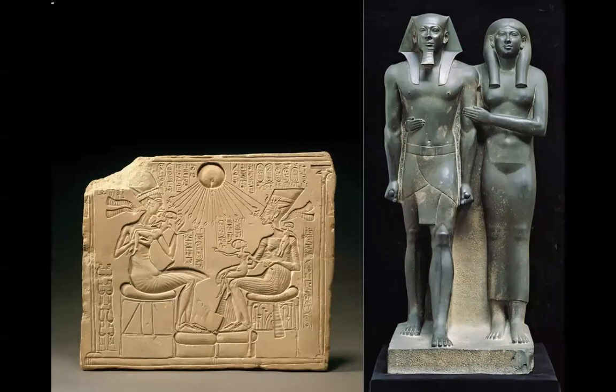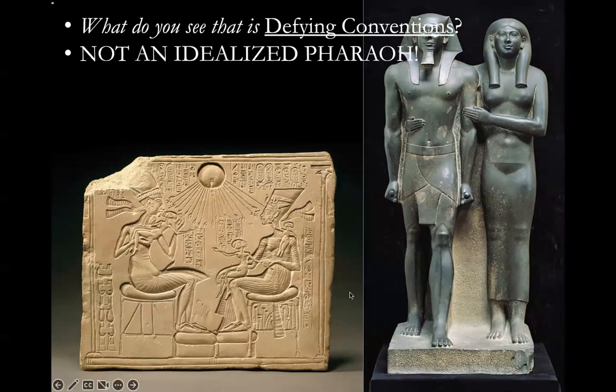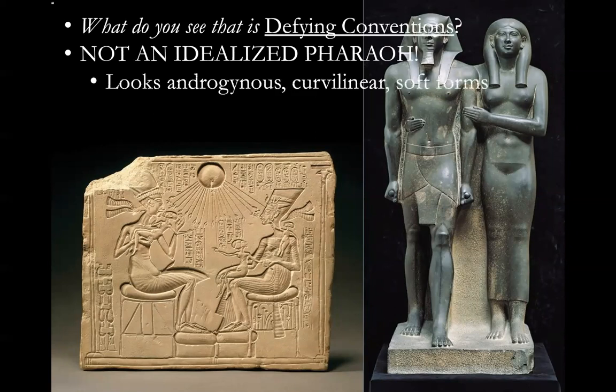All right. And then if we compare this to Menkaure and Queen, right? What do you see now that is defying, going against these conventions? We have that very idealized pharaoh to an unidealized. So very important here, this is not an idealized pharaoh. So it's the pharaoh and his wife. On the left you have Akhenaton, and then on the right you have Nefertiti, but he looks androgynous. They both could look androgynous.